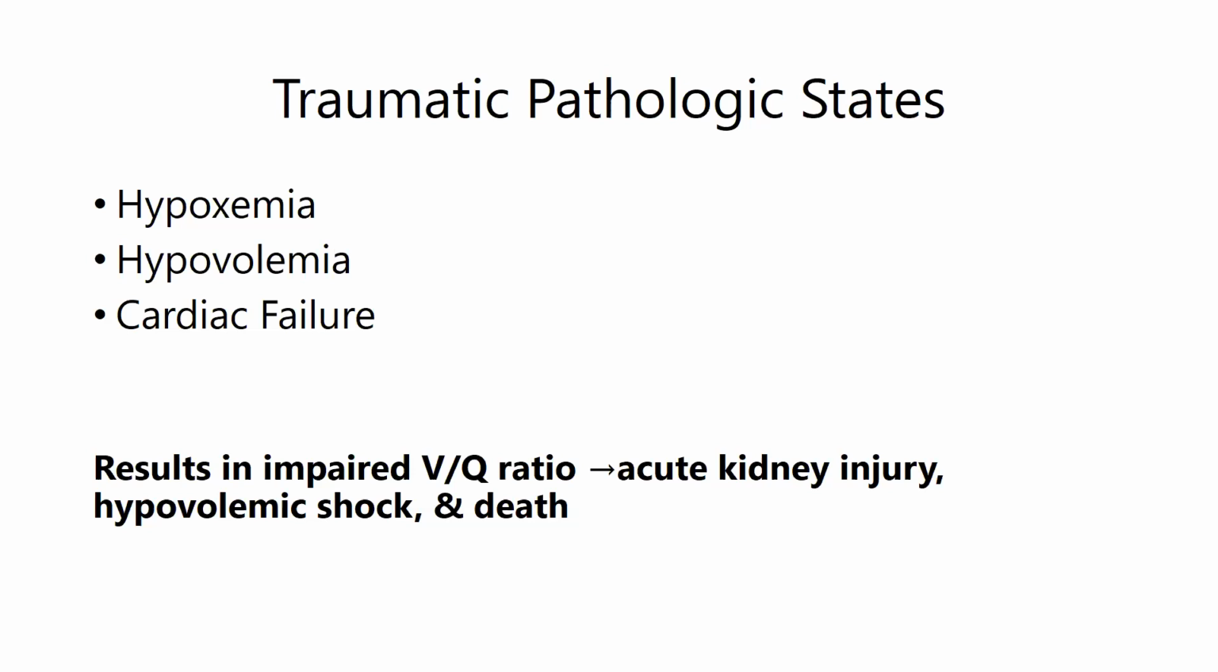Injuries to the chest are often life-threatening and result in one or more of the following pathological states: hypoxemia, from a disruption of the airway, injury to the lung parenchyma, rib cage, and respiratory musculature, massive hemorrhages, collapsed lung, and pneumothorax. So they don't have enough oxygen.